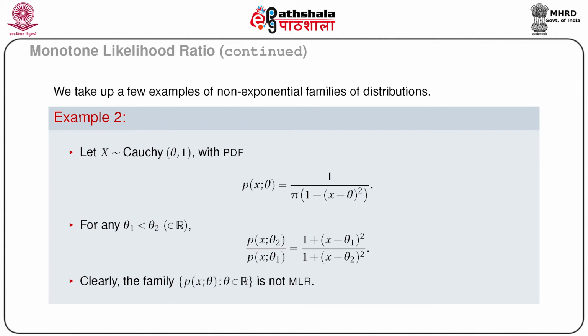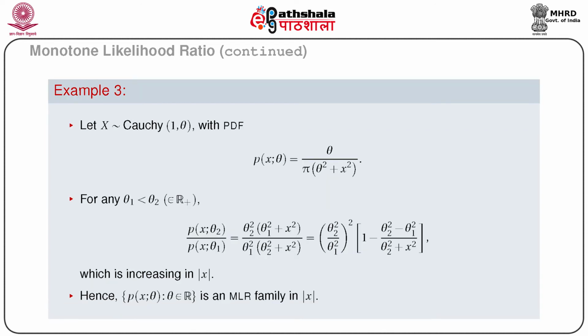Next we consider some distributions which do not belong to the exponential family. First we consider the Cauchy(θ, 1) population. Here P(x,θ) = 1/(π(1+(x-θ)²)). For any θ2 > θ1, the ratio P(x,θ2)/P(x,θ1) is equal to (1+(x-θ1)²)/(1+(x-θ2)²). This is greater than 1 as x tends to θ2, it is less than 1 as x tends to θ1, and this ratio tends to 1 as x tends to ±∞. Thus, the Cauchy(θ, 1) distribution is not a member of the MLR family.